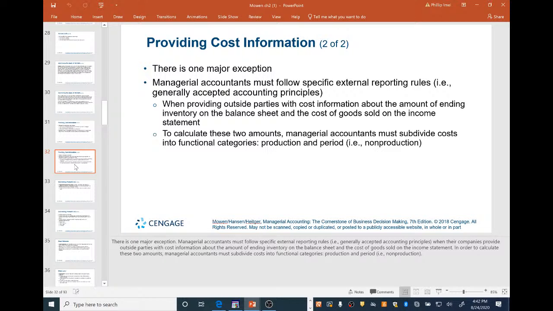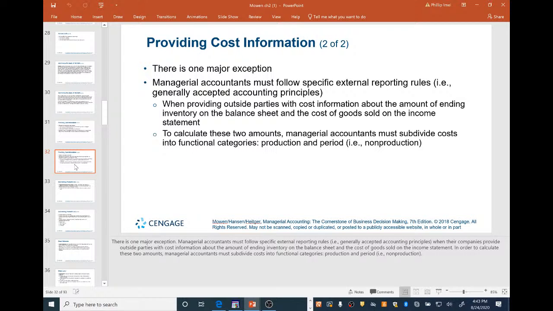Well, there is one little exception where managerial accountants actually have to abide by GAAP, US GAAP, which is generally accepted accounting principles, and that's relevant for external financial reporting, right? But they have to adhere to it for this one rule. And it's when providing outside parties with cost information about pretty much the cost of inventory, how it's going to be carried, the value of it on the balance sheet, and then how much the cost of goods sold for a period is. For that, they have to follow GAAP. But besides that, there's pretty much not a framework they have to follow. So that's the one difference right there.